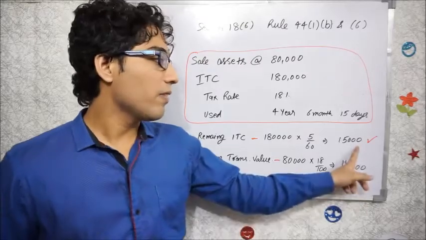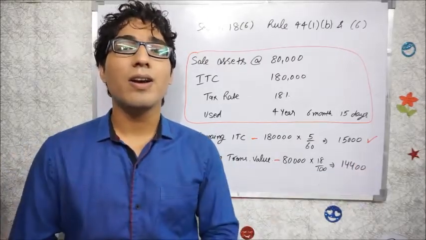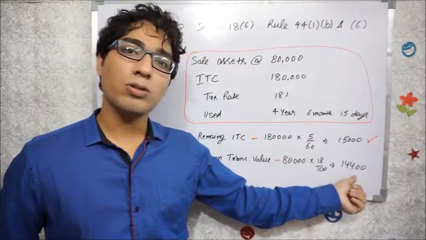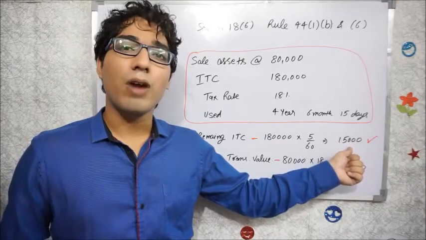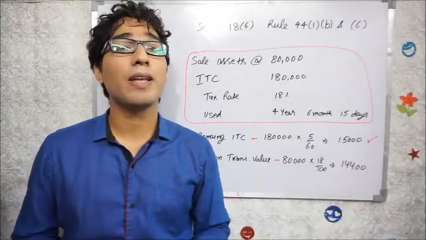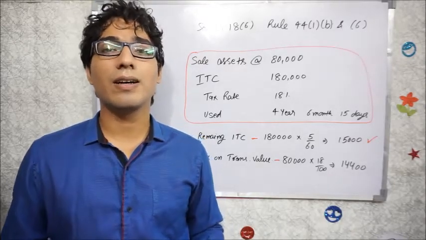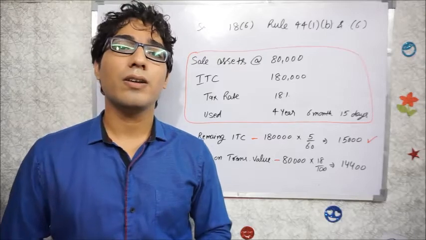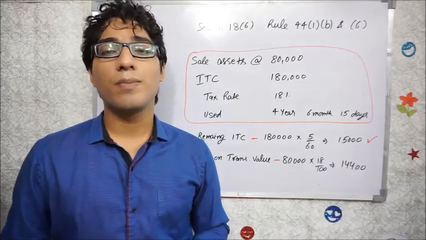So you know that 15,000 is higher. While making the tax invoice, you have to show that one also, but you have to give the tax on this amount. So you have to pay GST of 15,000, not 14,400. Remember that. That's how it's going to work. So really, there is nothing you can misunderstand.